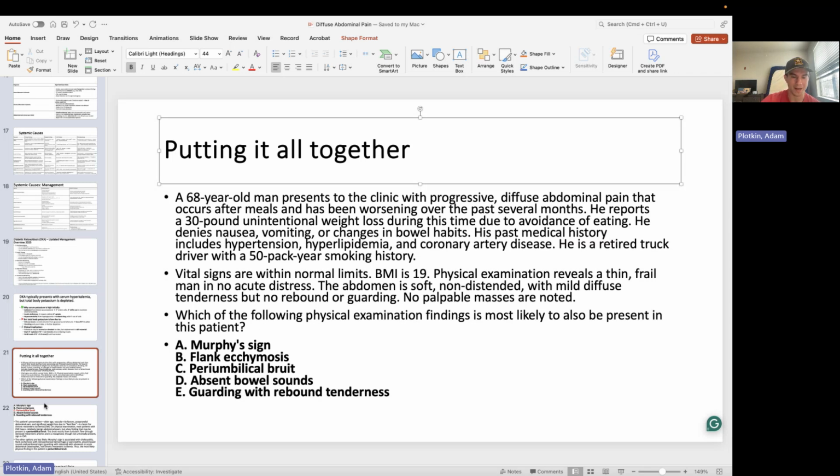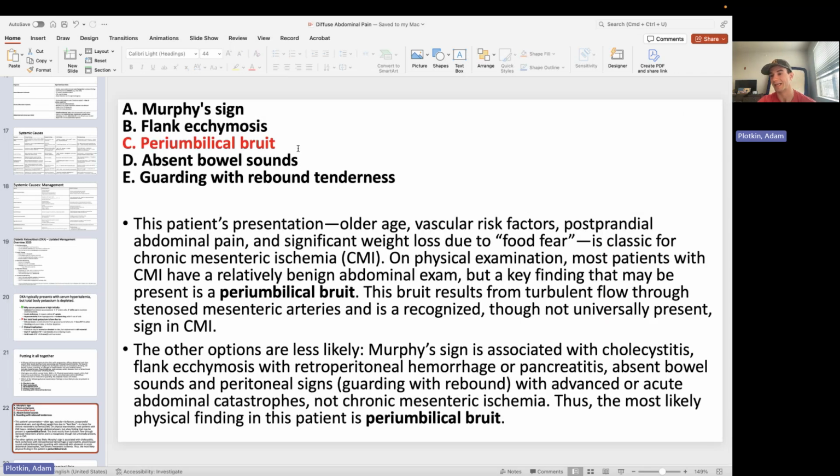So when I look at my different options, right, Murphy's sign would be classic in acute cholecystitis. We have no concern for right upper quadrant pain here or a gallstone leading to gallbladder inflammation. Flank ecchymosis would probably occur in hemorrhagic pancreatitis. This guy, we don't hear anything about alcohol use. I have no concern really for acute pancreatitis. No epigastric pain radiating to the back.